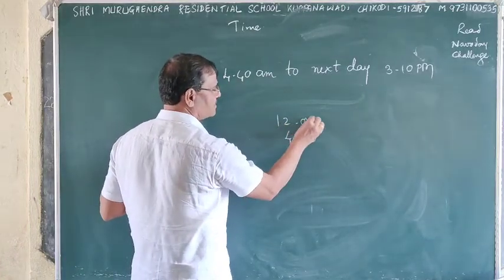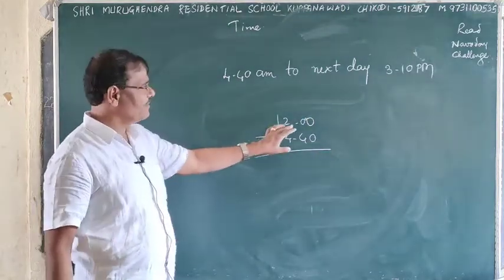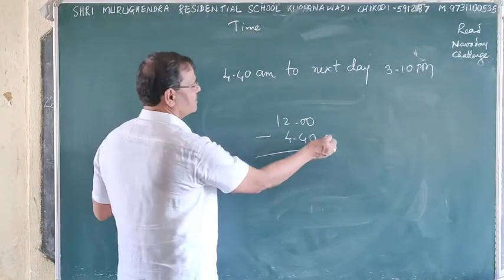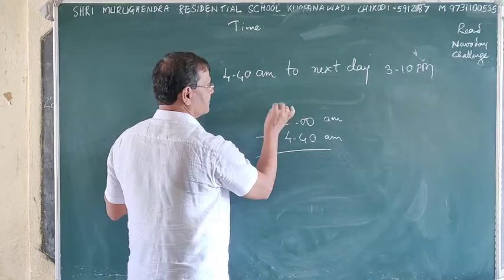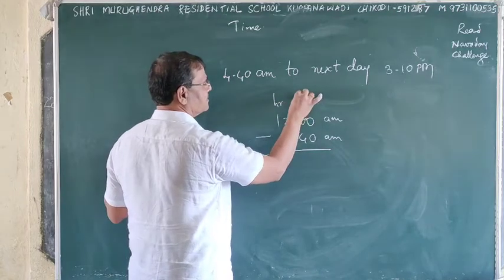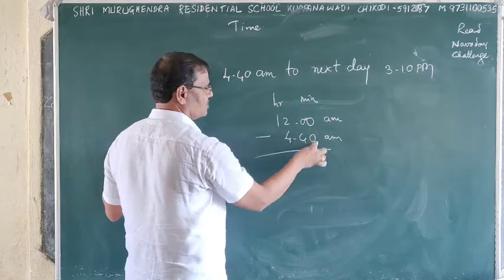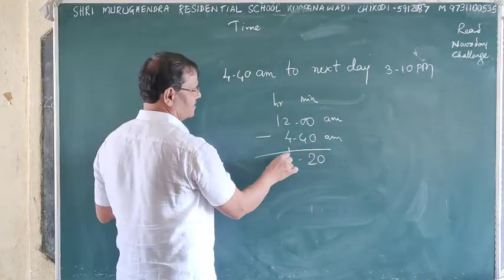12 AM is there, isn't it? Then this AM to AM I am finding. This is hour, this is minute. This is 20 because 60 minus 40 is 20. Then 12 minus 5 is 7.